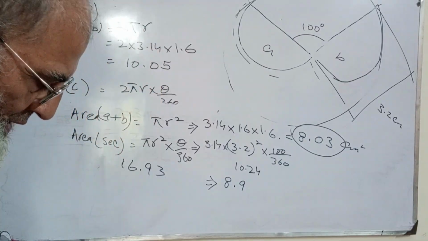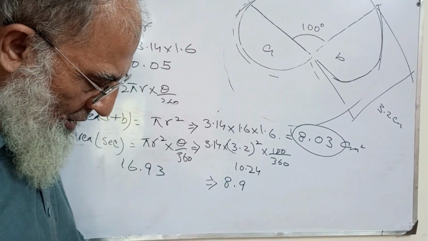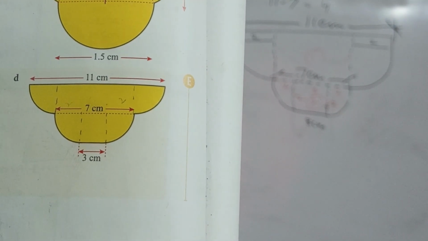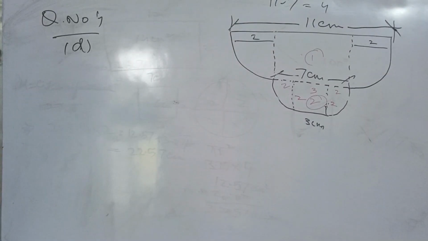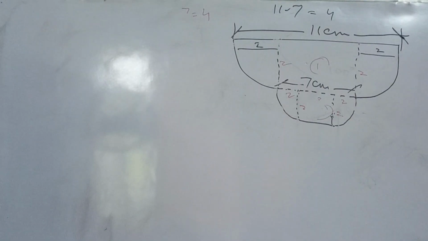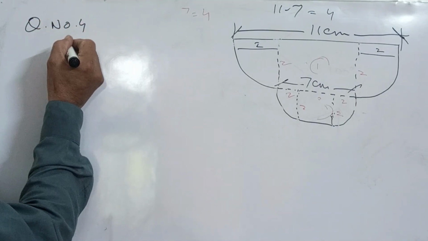Now the last question is coming up. Let me check once again the answer. To understand the figure, you have to look closely at the figure. Okay. Now in this figure, students, this is the figure in question now. This is question number 4, part D in my book.